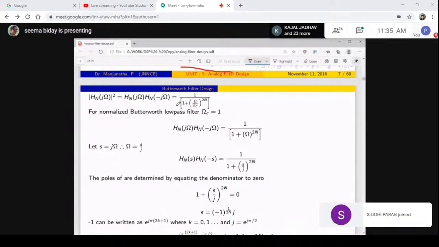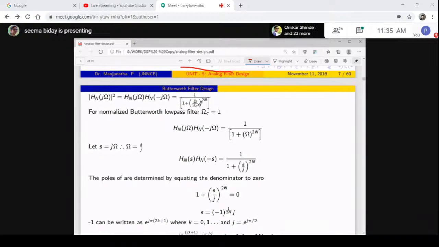So now see how to determine H(s) if you know the magnitude response. See here, this can be written as, all of you should write down this derivation. |Hn(j omega)| squared, magnitude square, can be written as Hn(j omega) into Hn(minus j omega). I need not explain, these are complex terms and you know mathematics, right? And it is equal to 1 upon 1 plus (omega by omega c) raised to 2n. It is the standard function.